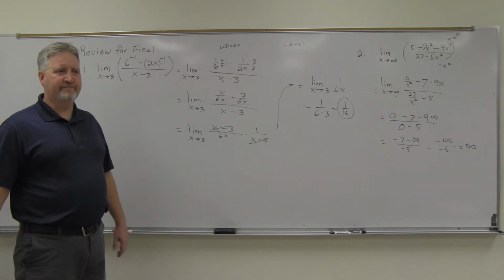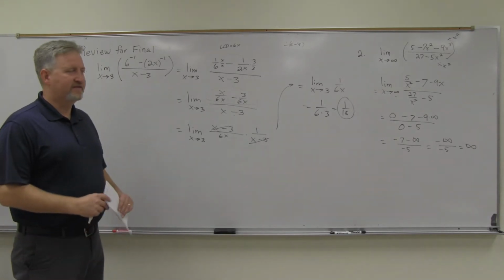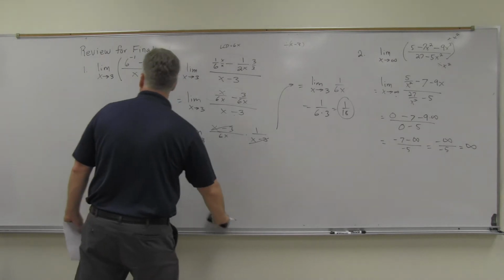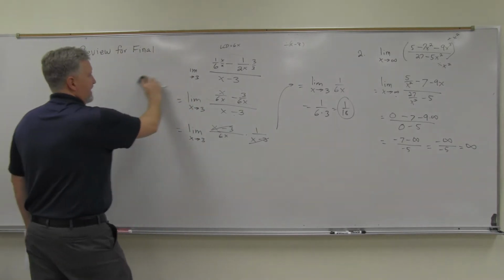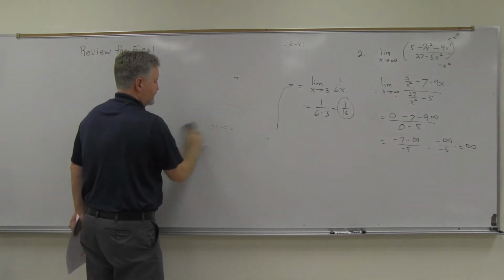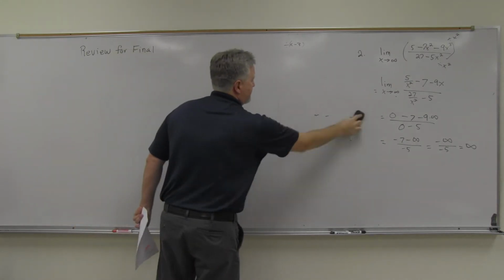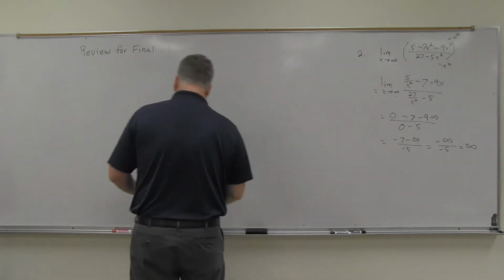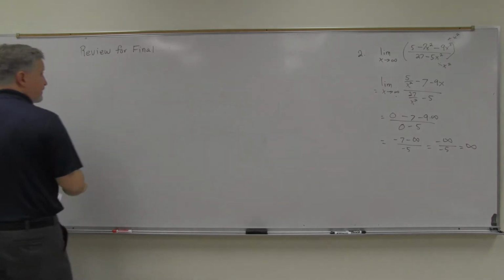I mean, it doesn't always come out to be an infinity there. Sometimes you do just get a number, but that's how you do those as x goes to infinity. Any questions on that? Look okay? All right. Number 3.